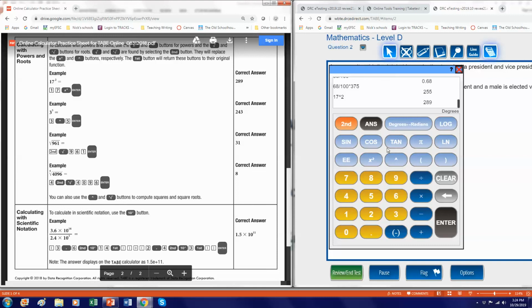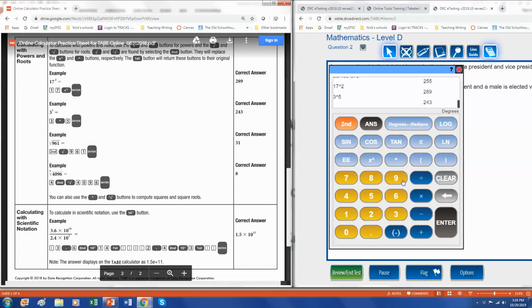And then for exponents higher than 2, we use a caret. So we would do 3 caret 5, which you would read 3 to the power of 5. You would enter that and we would get 243, which is the correct answer again.